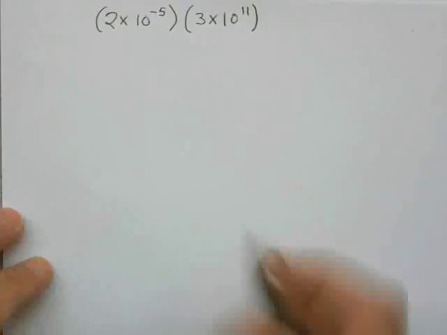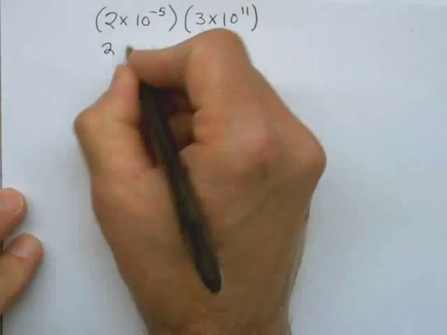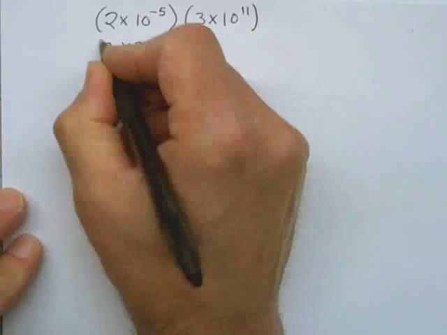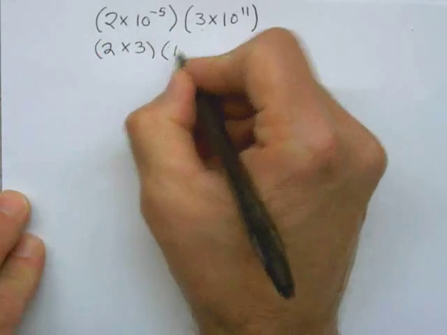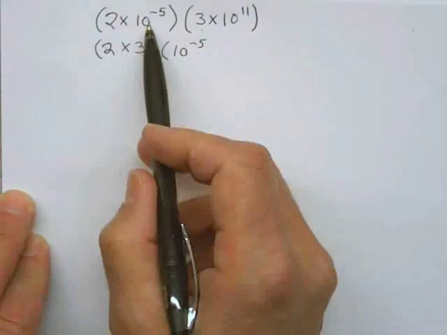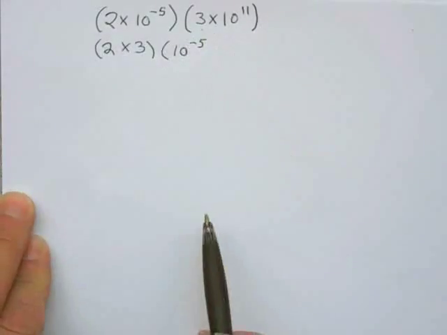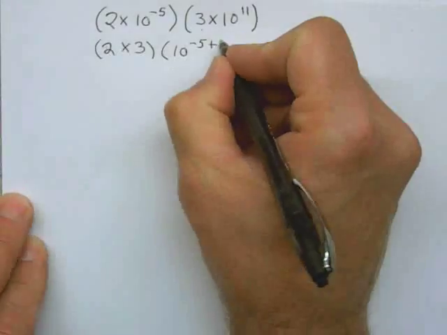So we see that our first factor here is 2, and our first factor here is 3. So I've got 2 multiplied by 3. And then my second factor is going to be 10 to the negative 5th. And remember, if I'm multiplying exponents, what do I do with them? I add them. Right. Okay, so 10 to the negative 5th plus 11.